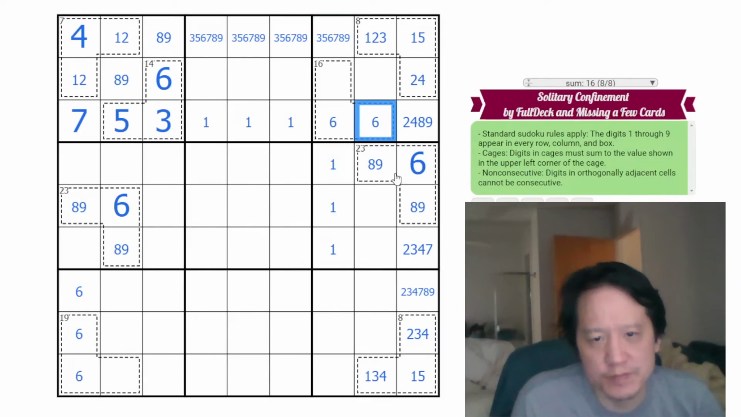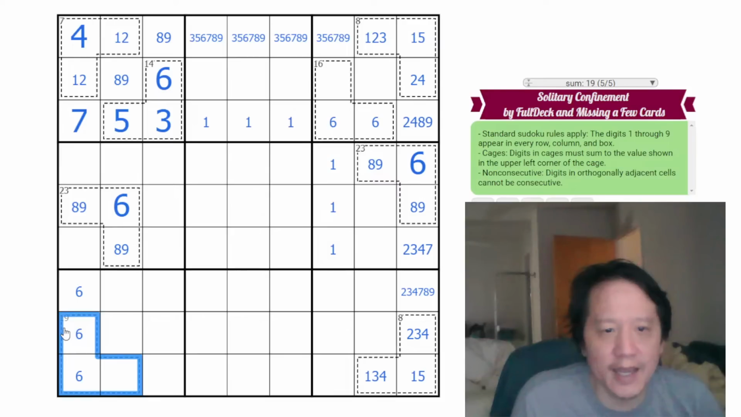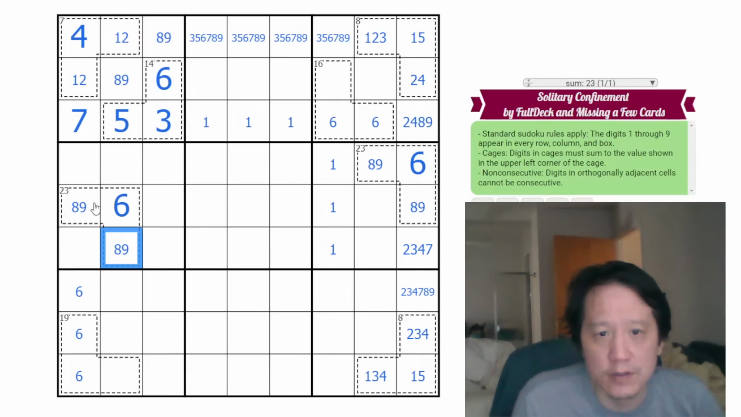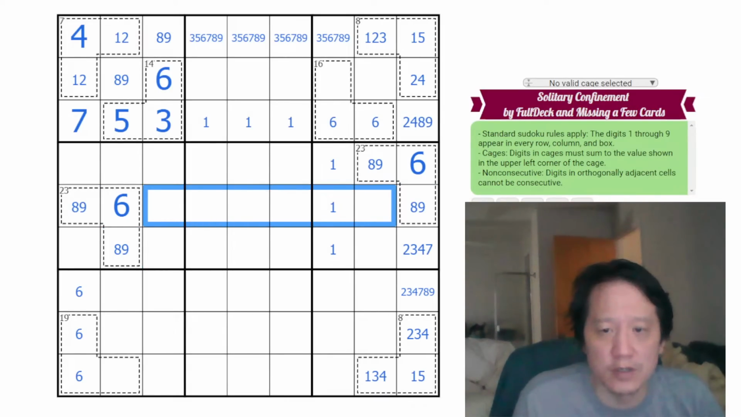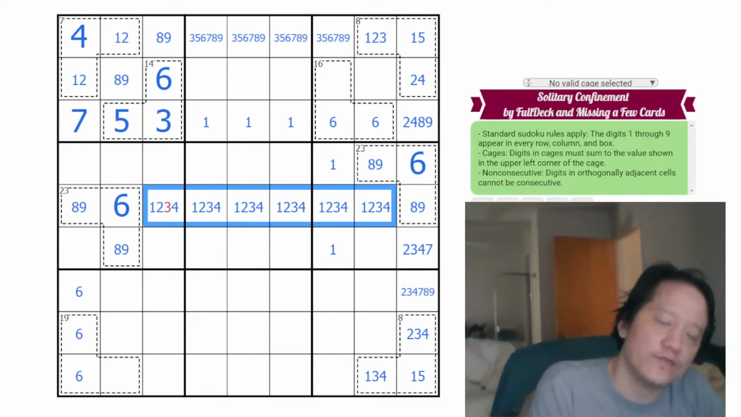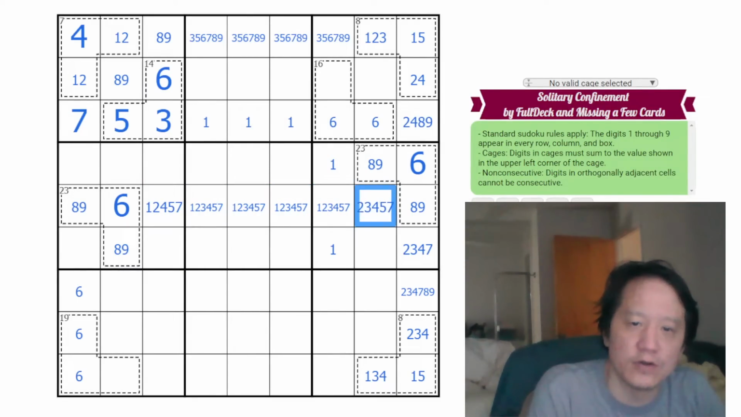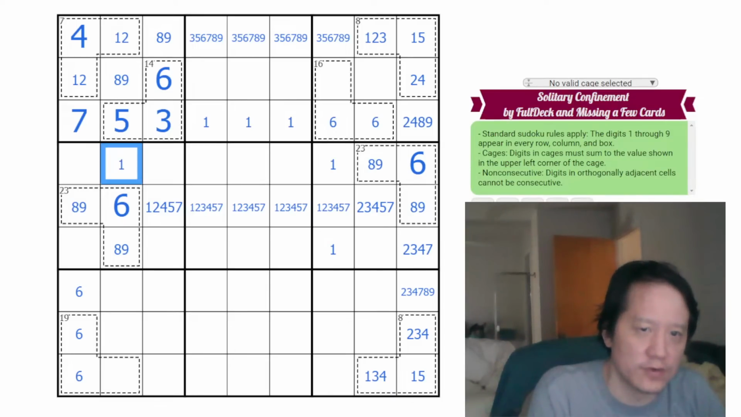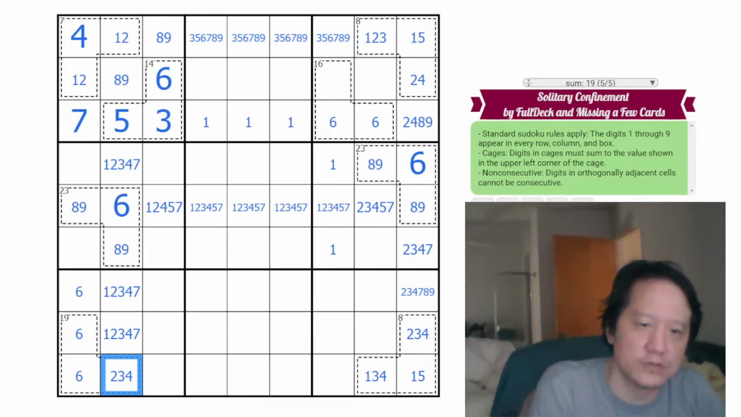This cannot be 1. Okay, so 1 cannot be here, though. So this is 8 or 9. This is 8 or 9. This could be 1, 2, 3, 4, 5, 7. No 3 here. No 1 here. And this can be 1, 2, 3, 4, 7. This cannot be 1. So this is 2, 3, 4, or 7.